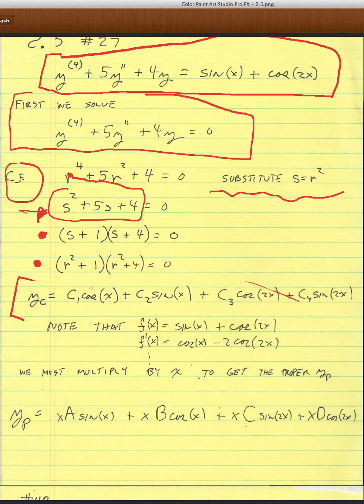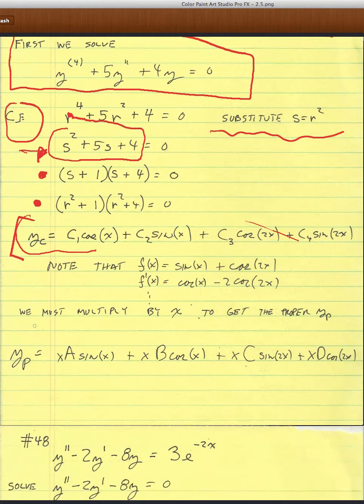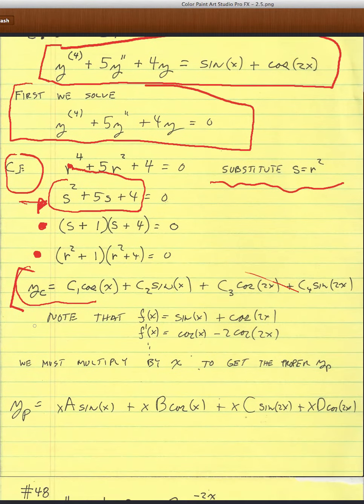Okay, so this here is the solution to the homogeneous equation. Now notice that the right side of our differential equation is given by this f of x. So if we continuously take derivatives of that, what we see appearing are linear combinations of the cosine of x and the cosine of 2x.